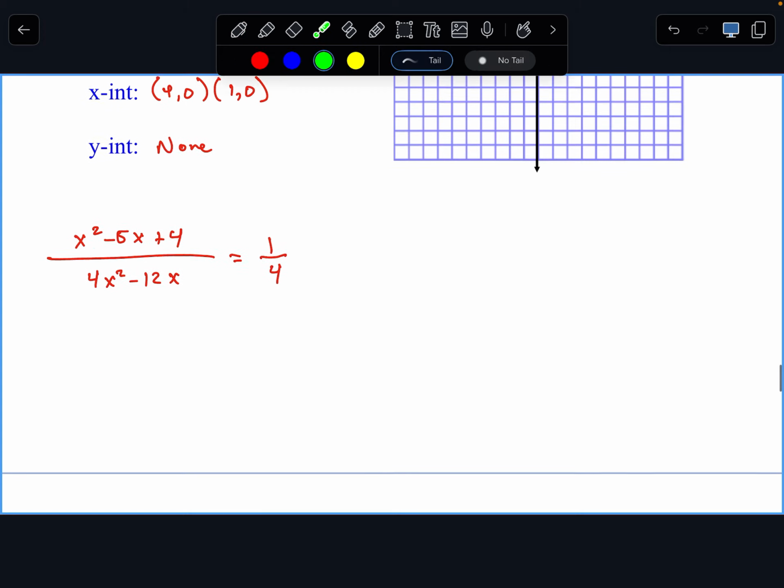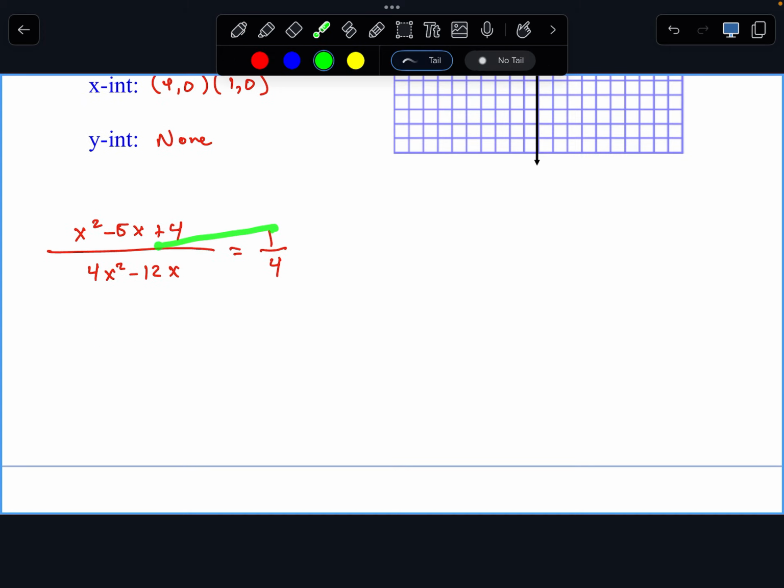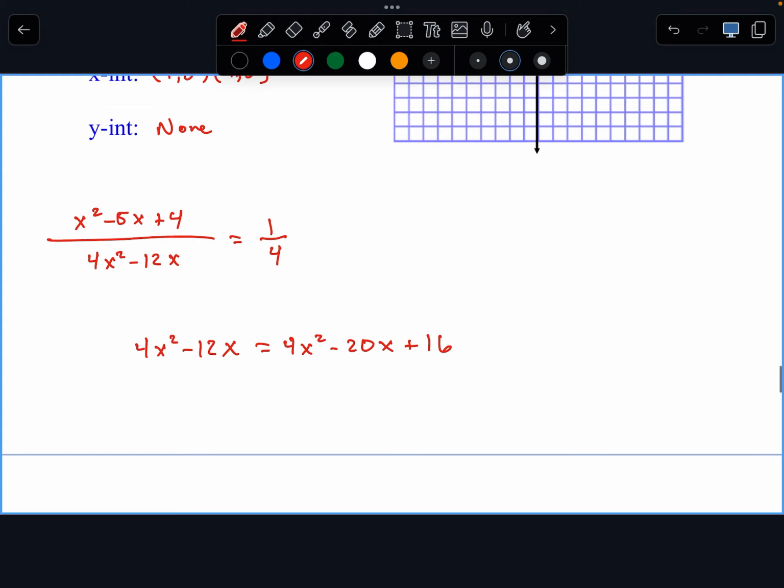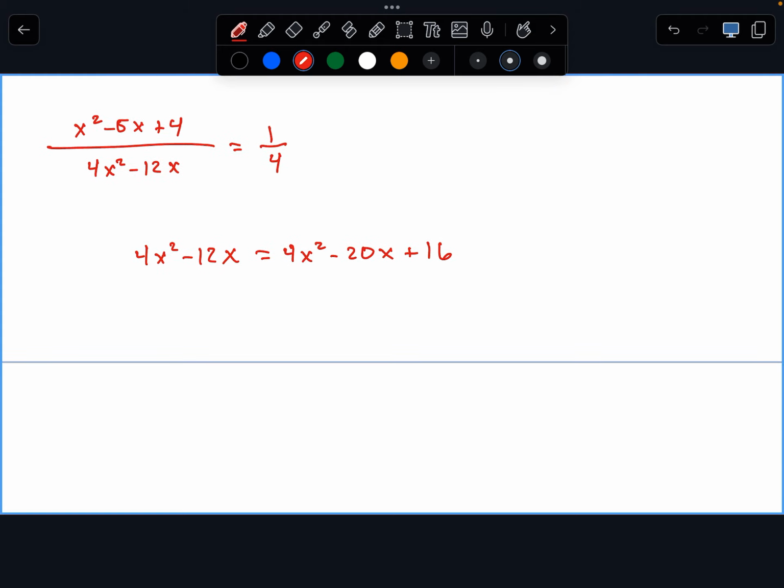So now, let's cross multiply. When I take 1 times the denominator, we get the denominator, 4x squared minus 12x, equal to the other diagonal, 4 times the numerator, which would be 4x squared minus 20x plus 16. And once again, now we solve.